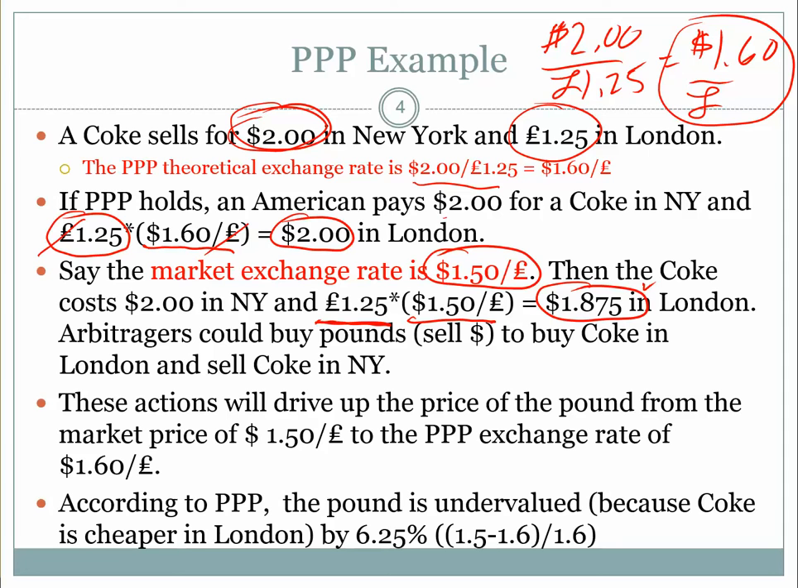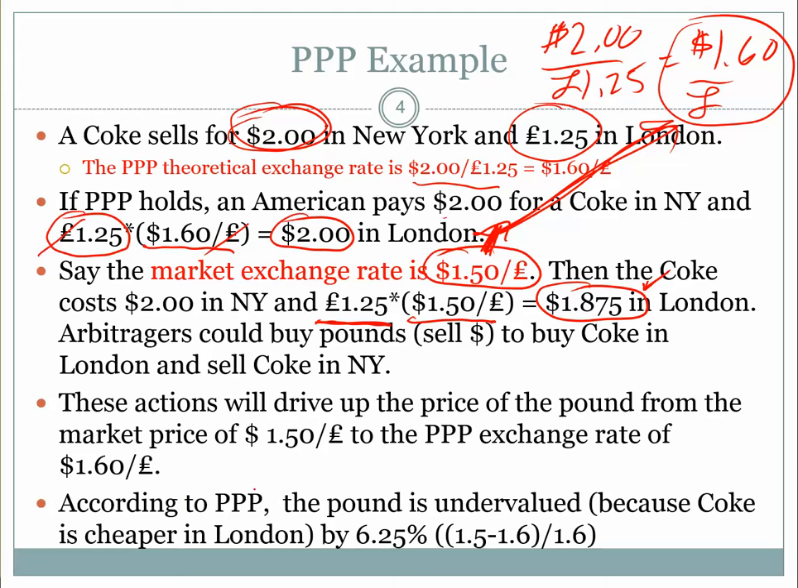Now the actions of this arbitrage, in theory, would motivate, say, Americans to buy pounds, use the pounds to buy Cokes, and sell them in New York. And what would happen is it would bid up the price of the pound from $1.50 to this equilibrium of $1.60. So in effect, the PPP theoretical exchange rate is the exchange rate that ensures there's no arbitrage with respect to a traded good.